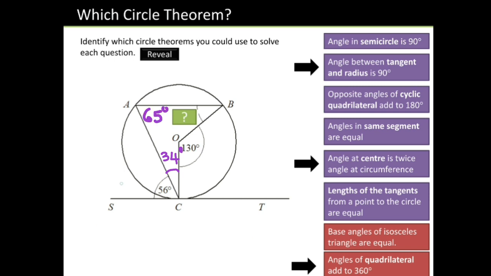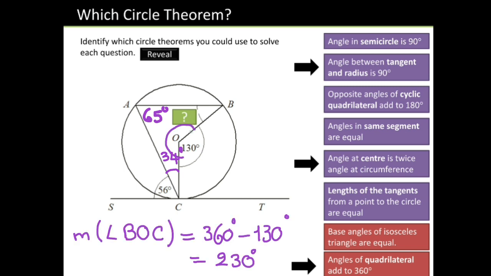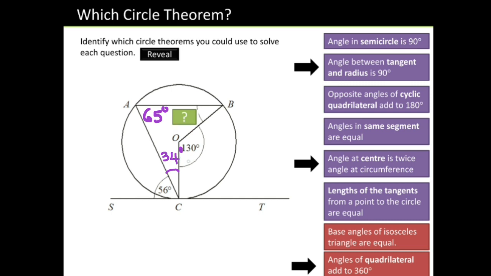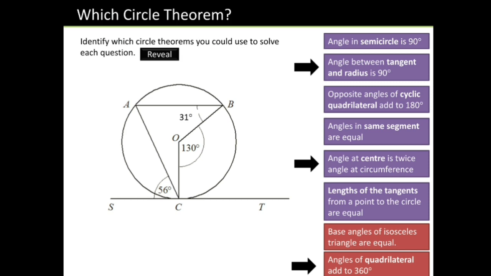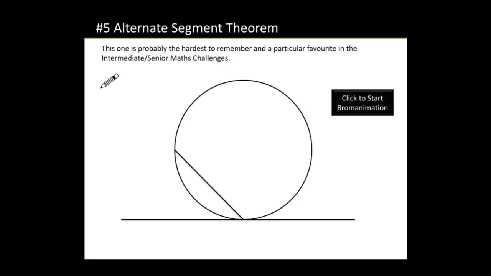Also, angles of a quadrilateral add to 360. The angle around the center O is 360. So we're going to subtract 130 from 360 to find this angle. And then we're going to find angle OBA, which is the missing one, by subtracting it from 360 to become 31 degrees.